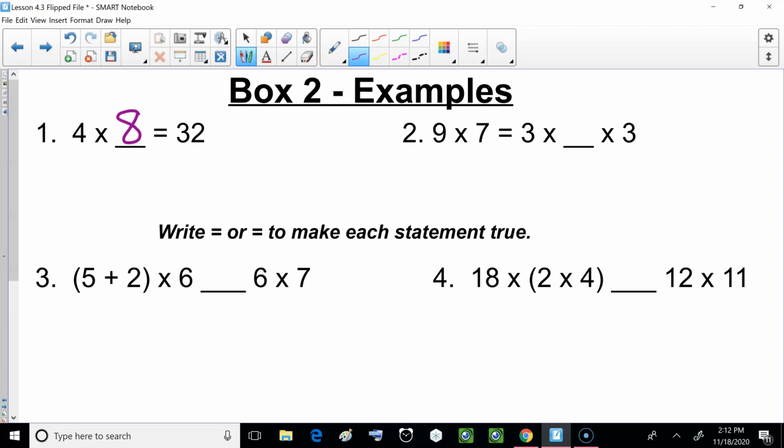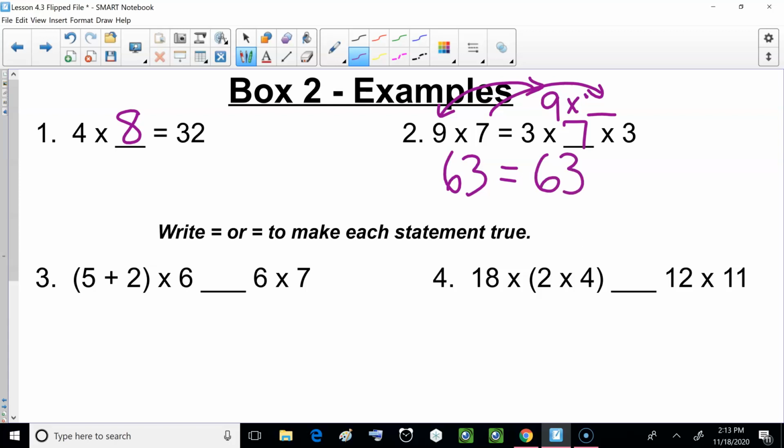And here we have 9 times 7 equals 3 times something times 3. So what could that be? Well, we know 9 times 7 is 63. So you have to make this other side equal 63. Well, if I just move this 3 over and switch the 3 and the blank around, which we can do, it would then also equal 9 times something, which looks very similar to our other equation. So that means this would have to be a 7. So 3 times 7 times 3 also equals 63. Why? 7 times 3 is 21. 21 times 3 is 63.